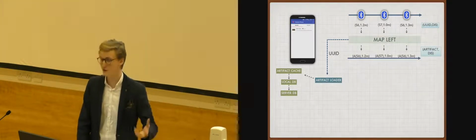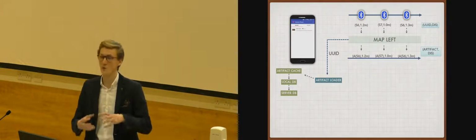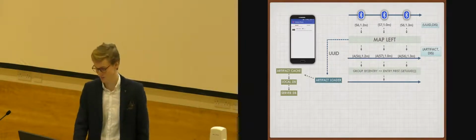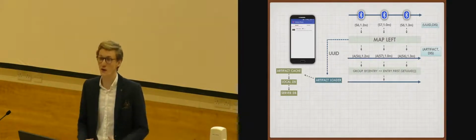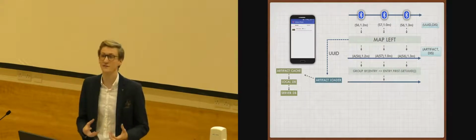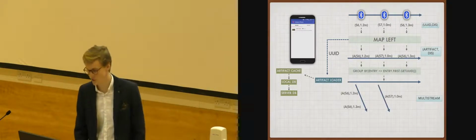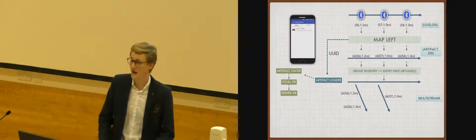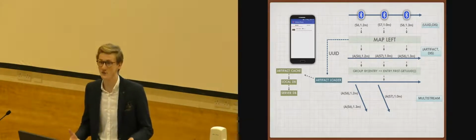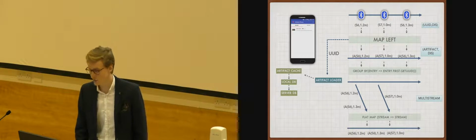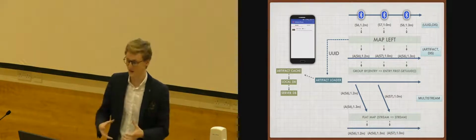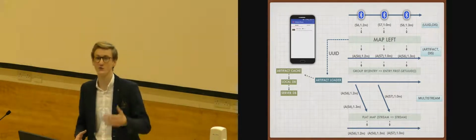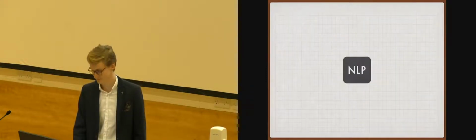So then we have a stream of scans, but with the associated artifact objects. We then want to group those by artifact, and then we give each artifact its own unique stream. So we have a multi-stream. This multi-stream also deals with things such as distance averaging and errors such as timeouts of scans. We then do a flat map to comprise all of these back together into one single stream, which we can use to populate our nearby screen.